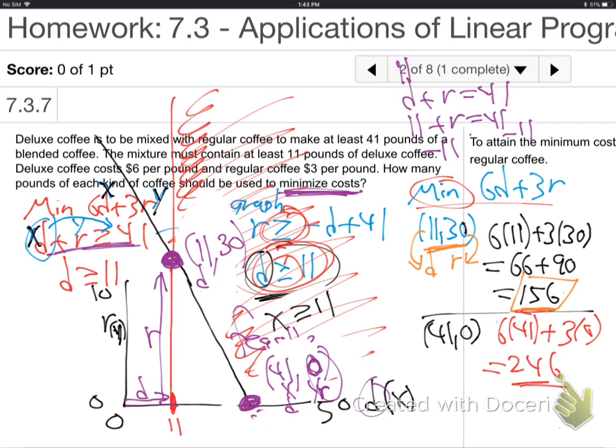For minimum, it's always going to be shaded out. Remember, it's opposite? For minimum, the shading will always go out. For maximum, the shading will always be down, going down to 0, 0 usually. It's always opposite. So as soon as you say minimum, you know the shading's out this way. You find the corners, plug them into the minimum function, take the minimum.